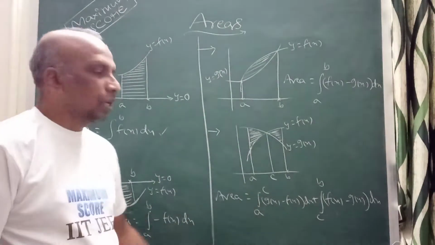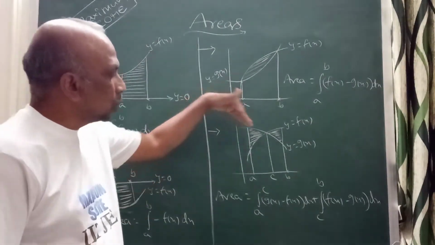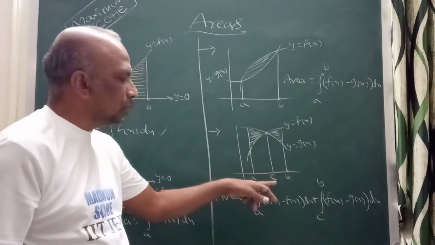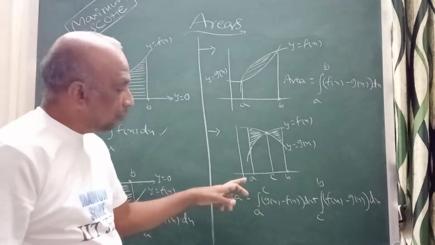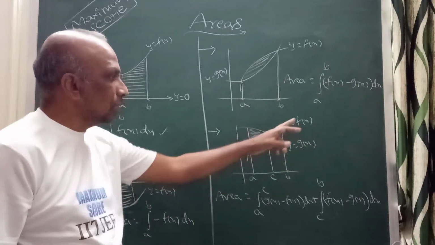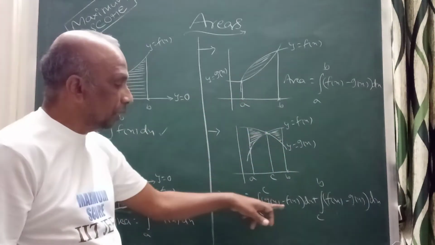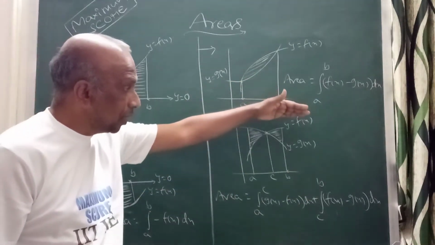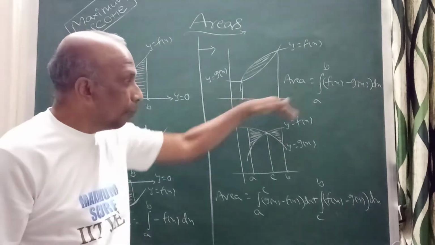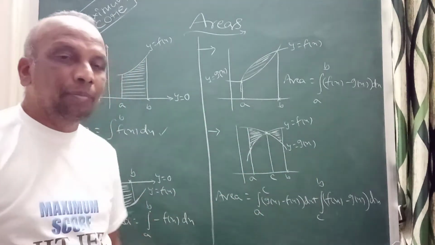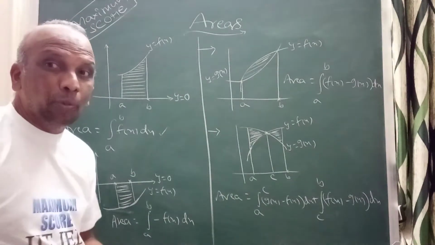Coming to here, suppose if you observe here, these two curves are intersecting at one point. The point is x value equal to c. If you observe A to C, upper curve is g of x, lower curve is f of x. So g of x minus f of x, plus c to b, upper curve is f of x, lower curve is g of x, upper curve minus lower curve. Like that we can write. Sometimes we may observe right curve minus left curve also.